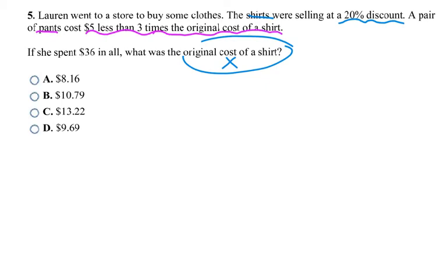So I'm going to write an expression for the cost of the shirt and then an expression for the cost of the pants. So the shirt was 20% off. So that means I paid 80% of the original price. So you saved 20%, but you paid 80%. So I'm going to write this as 0.80, so 80% as a decimal, times the original cost of the shirt, which is X. And then I need to write an expression for the pants.